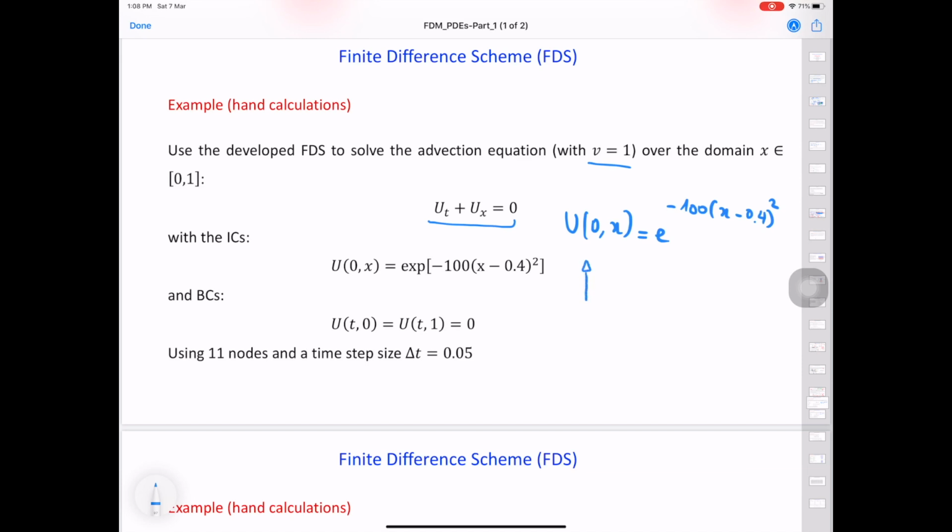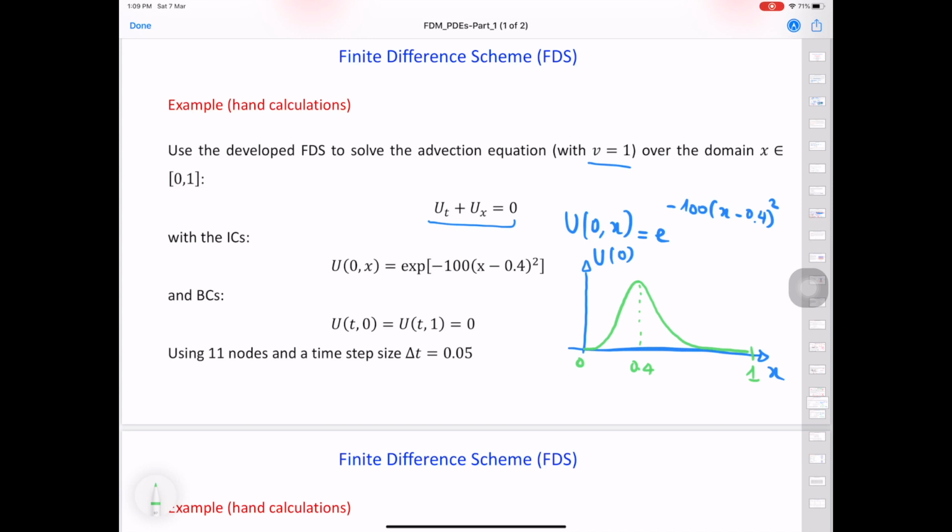Now if you plot this, the solution at time t equal to 0 will be something like this. It starts at 0, reaches a maximum at 0.4, then goes all the way back to 0. So between 0 and 1 it is something like this. Initially the concentration is high at 0.4, and it gets lower to the left and right of node number 4 or number 5.